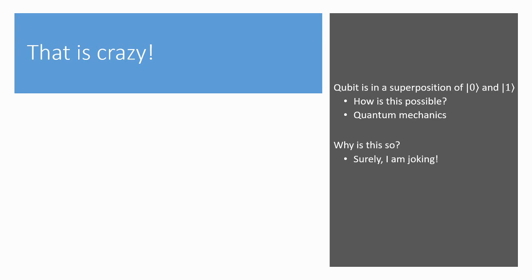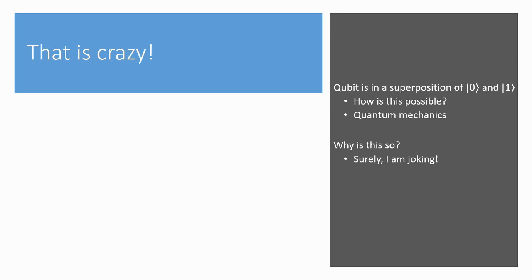This sounds crazy, right? Nature trying to fool us, nature having a different state than what it shows us when we try to measure it. How is this possible? How can a qubit be in a superposition of 0 and 1 at the same time? How can any particle be at two different places at the same time? Right? That is the magic or craziness of quantum mechanics. I'm not joking about this.